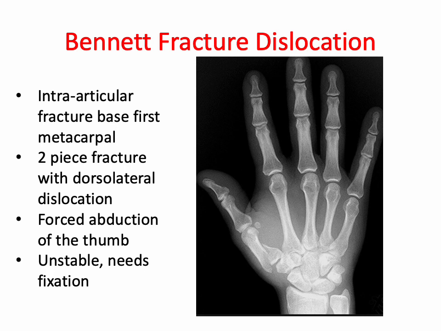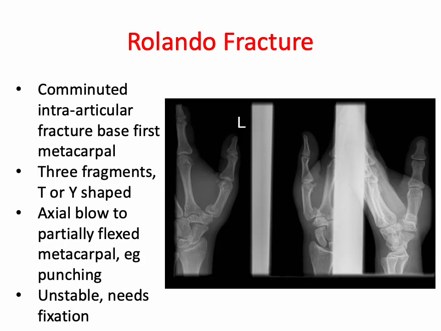So we can see an intra-articular fracture of the base of the first metacarpal, and it's two pieces. A Rolando fracture is a comminuted intra-articular fracture of the base of the first metacarpal, so three or more fragments, I should say, and usually due to an axial blow to a partially flexed metacarpal, i.e. punching.